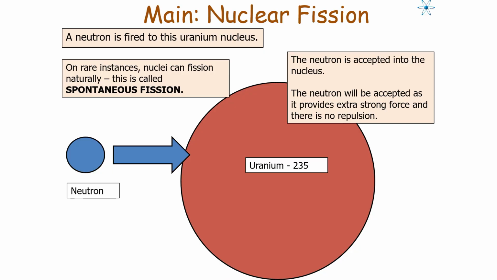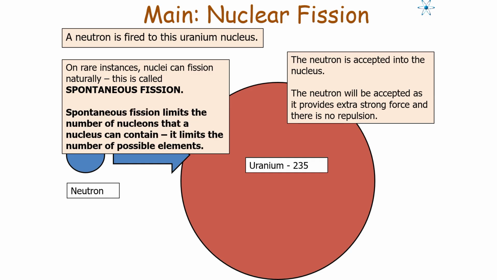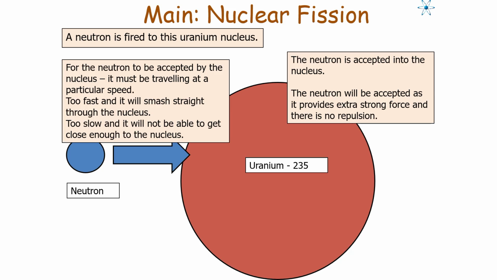Now, on rare instances, nuclei can fission naturally, which we call spontaneous fission. The larger the nucleus, the more unstable it will be, so large nuclei are more likely to spontaneously fission. Spontaneous fission limits the number of nucleons that a nucleus can contain, so it limits the number of possible elements. So like we mentioned before, for a neutron to be accepted in induced fission, the neutron must be travelling at a particular speed. Too fast and it will smash straight through the nucleus. Too slow and it will not be able to get close enough to the nucleus.